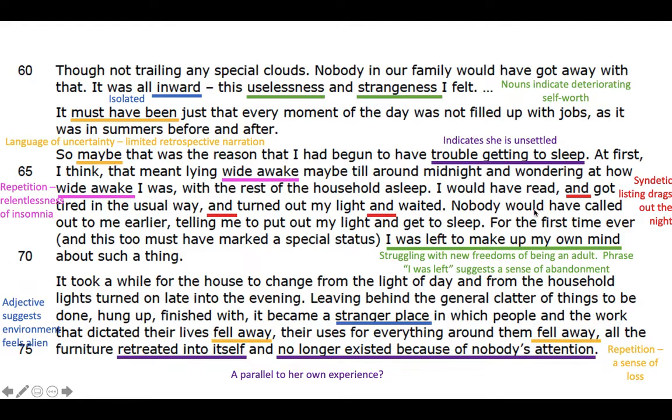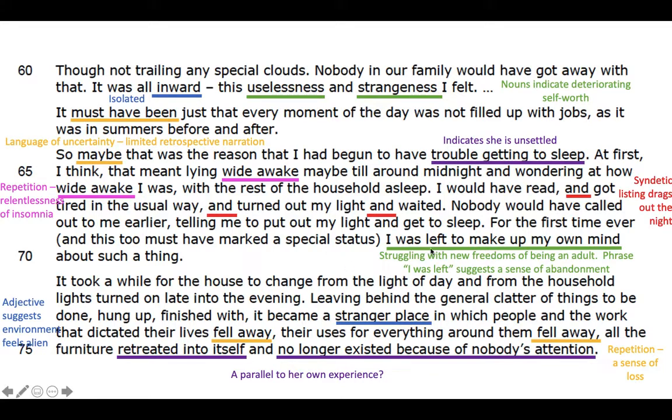"I was, for the first time ever, and this too must have marked a special status, I was left to make up my own mind about such a thing." So for the first time, she's not being told what to do. She doesn't have school. She doesn't have a routine. And so this is a real transition for her from being a child to an adult, where she no longer has anyone telling her what to do.